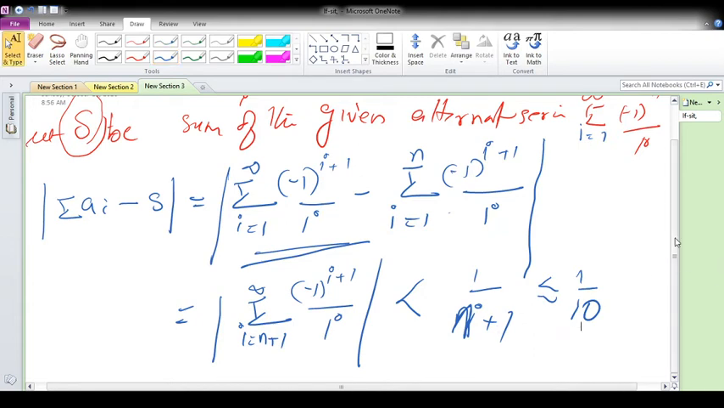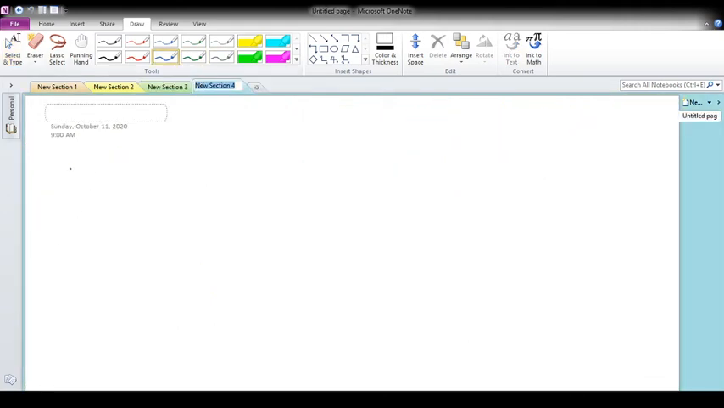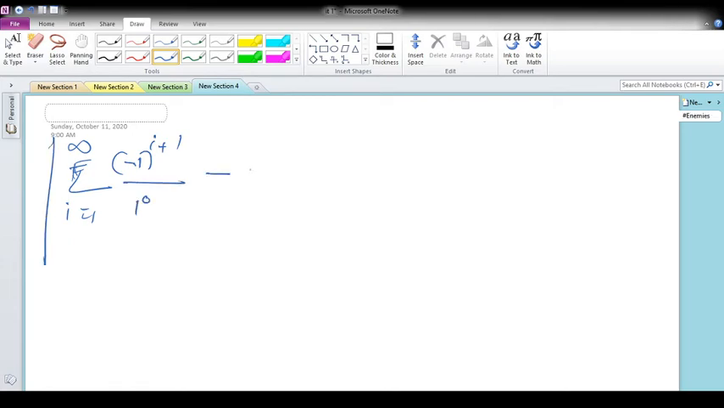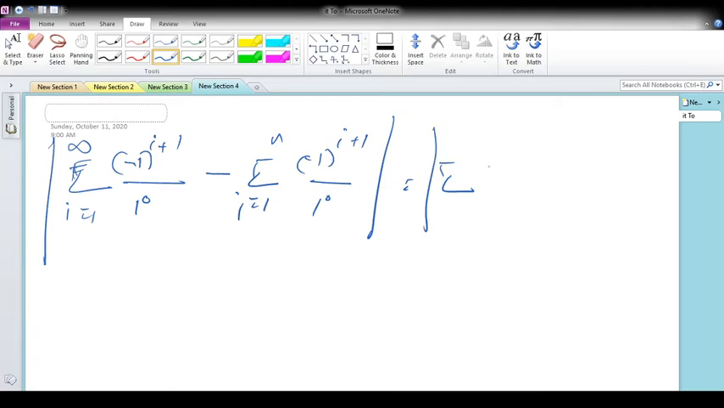So we can write, so that means, modulus summation i equal to 1 to infinity a_i means (-1)^(i+1)/i minus summation i equal to 1 to n (-1)^(i+1)/i. That is equal to modulus summation (-1)^(i+1)/i, i equal to n+1 to infinity.